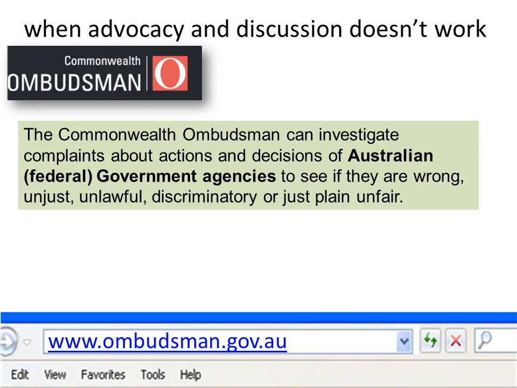On a Commonwealth level, there's the Commonwealth Ombudsman, who does something similar. They can look at complaints about the decisions of federal government agencies, and they've got a fairly wide brief. They can say, are they wrong or unjust or unlawful or discriminatory, or are they just plain not fair?